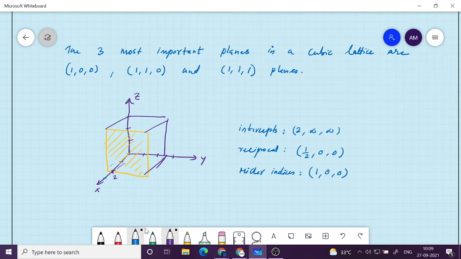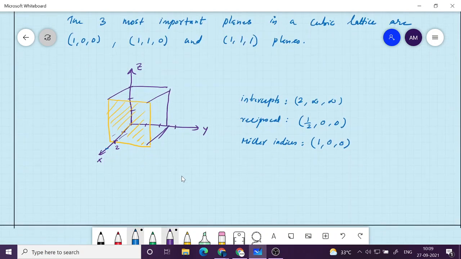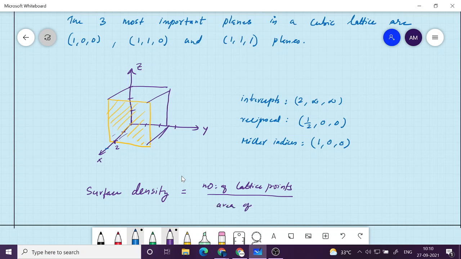Now the properties of a wafer whose wafer plane is coinciding with the 1, 0, 0 plane is determined by the surface density of that plane. So what is the surface density? Earlier we found out the packing density. Now similarly we can find out the surface density. So surface density is basically the number of lattice points divided by the area of the surface.